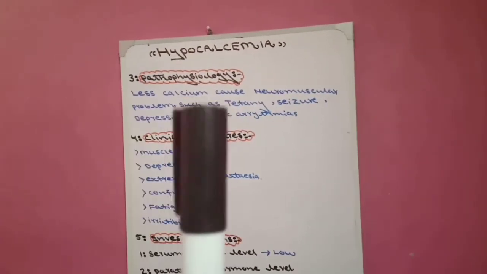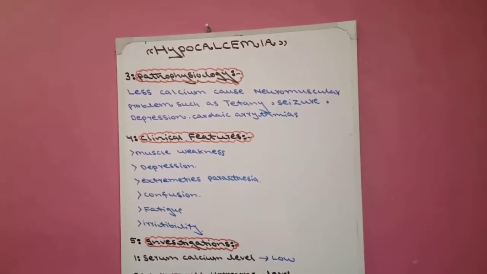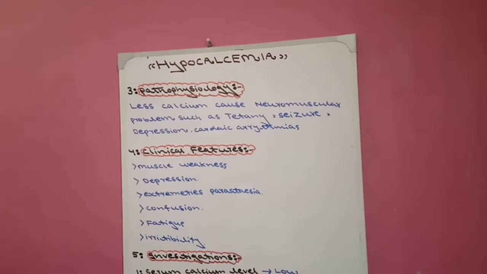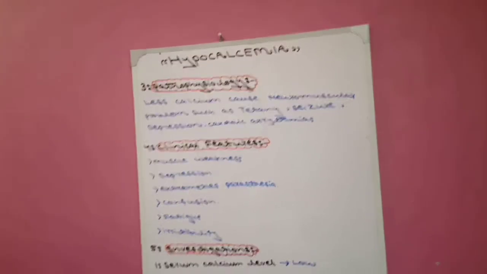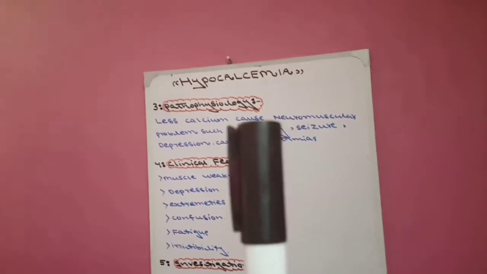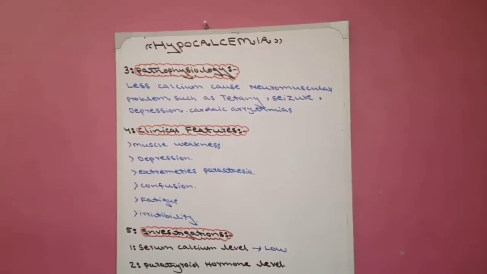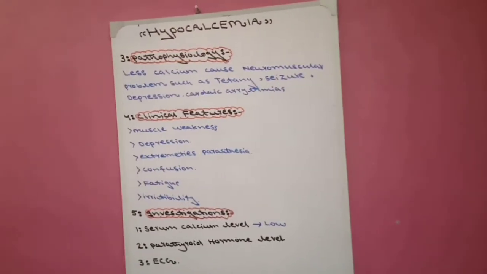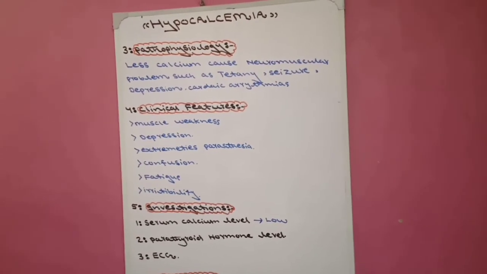Now, pathophysiology of hypocalcemia. In pathophysiology, we should remember 2 things. Number 1, less calcium level causes neuromuscular problems. Neuromuscular means where neuron and muscle meet, like in the neuromuscular junction. They cause neuromuscular problems such as tetany, seizure, depression. The second, when calcium is less on the calcium channel of the heart, as a result there will be cardiac arrhythmias. So we should remember two things in pathophysiology. Number one, neuromuscular problems such as tetany, seizure, depression. Number two, low calcium level on the calcium channel of the heart causes cardiac arrhythmias.